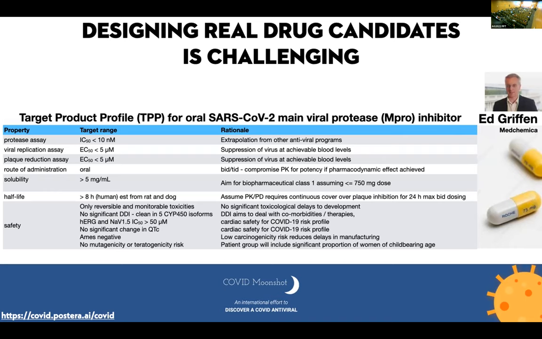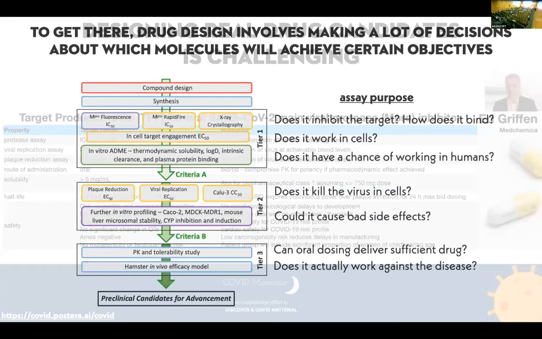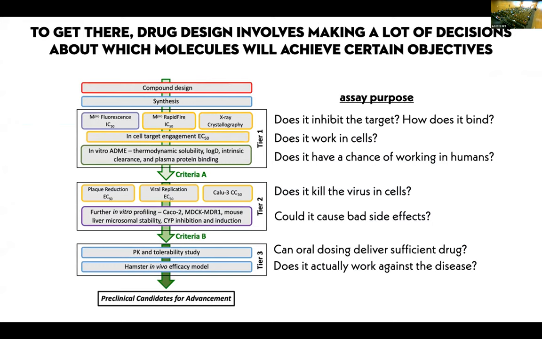And to do this, you have to design a whole cascade of assays that you have to use to measure whether the molecules you're generating are actually useful in achieving those goals that you set out and that target candidate profile just showed you. So you have to not only design and synthesize the compound, you have to assay it against the target. You generally want to see what it looks like when it's bound to the target. There's a lot of other things you have to do as well. And if it meets certain criteria, then you can do more expensive assays.